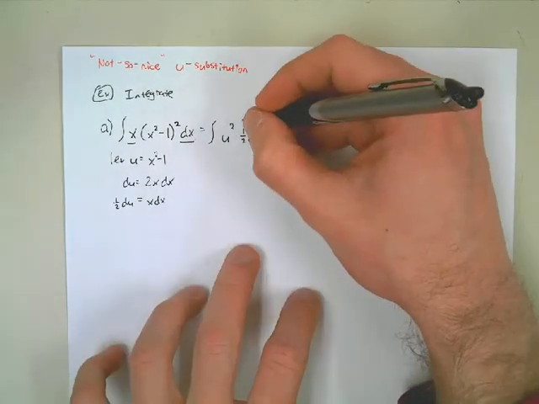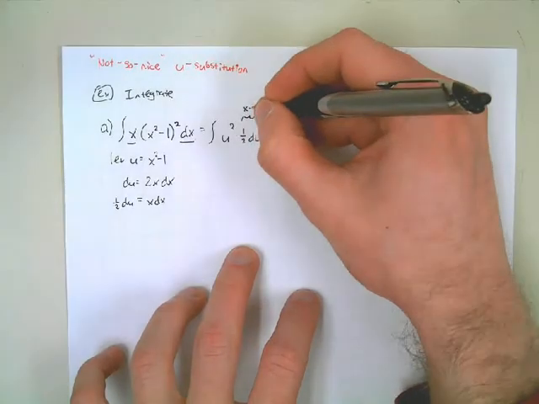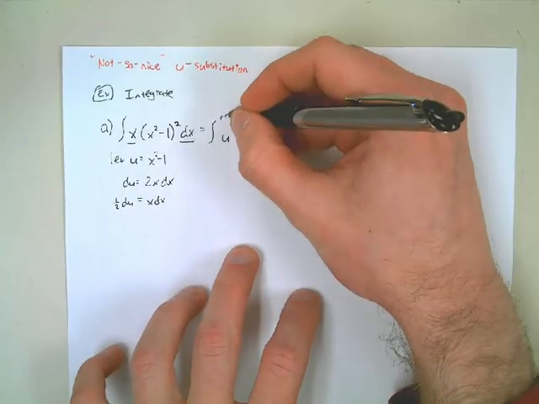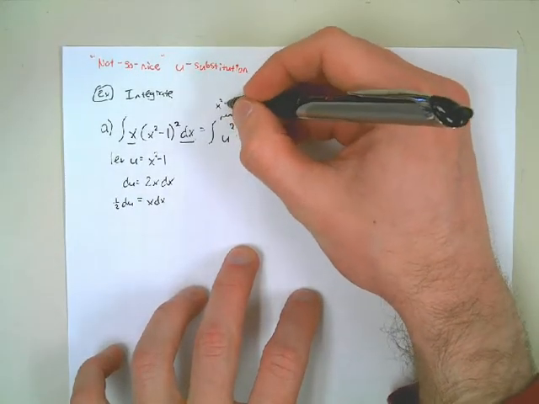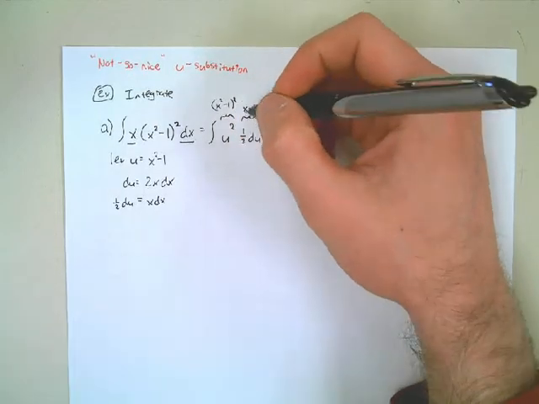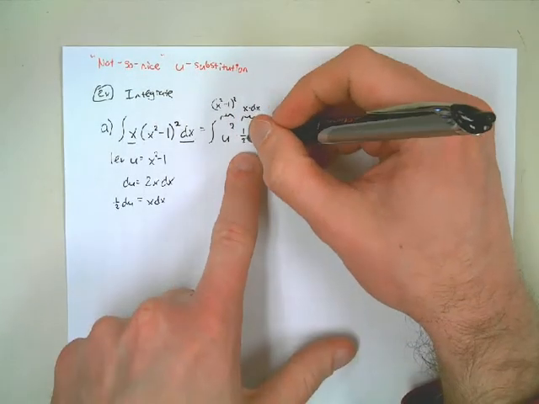We have a lot of u's. When you integrate, is the 1/2 just like a constant? Yes. 1/2 is just a coefficient. So where can I pull that 1/2? Out front.